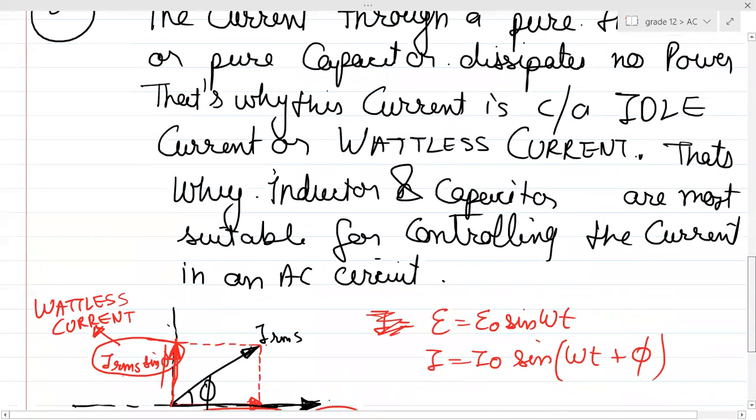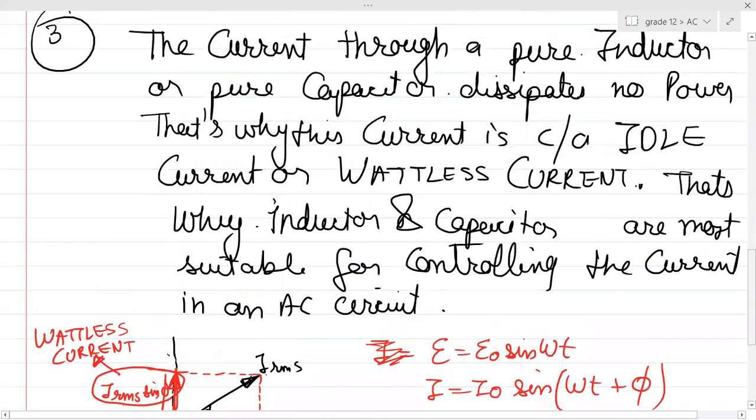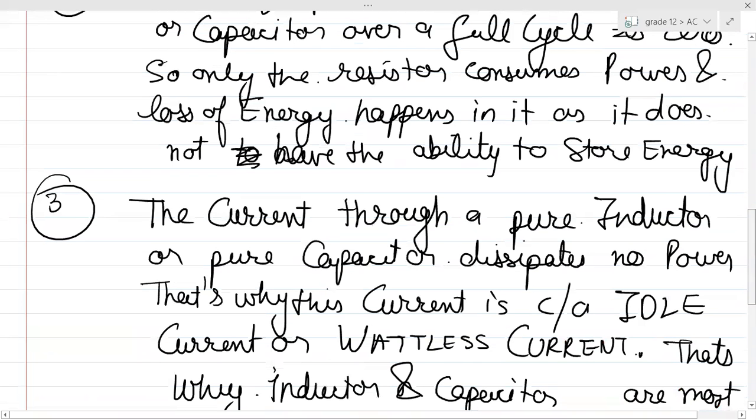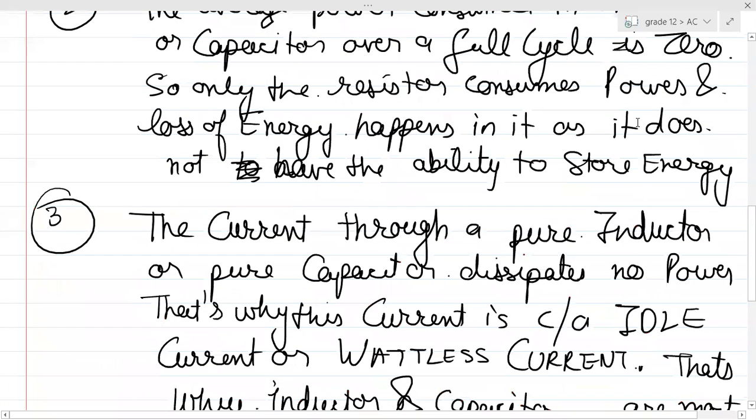Yes, sir. See, whenever you have a pure inductor and a pure capacitor, we learned this in the last class as well. I made you write this. Whenever you have an inductor or a capacitor, there is no power dissipated across it. Over a full cycle, the average power is zero. We proved it also in the last class with the help of cos phi, the power factor. Remember?